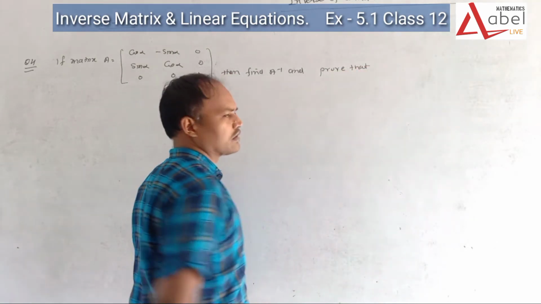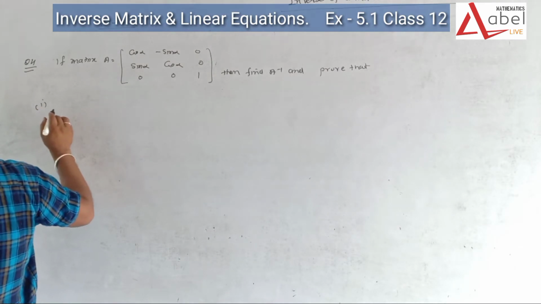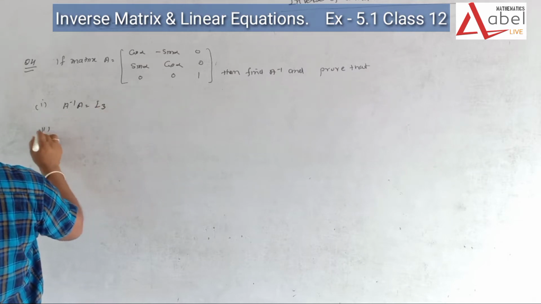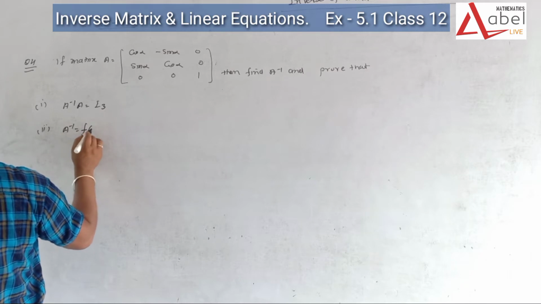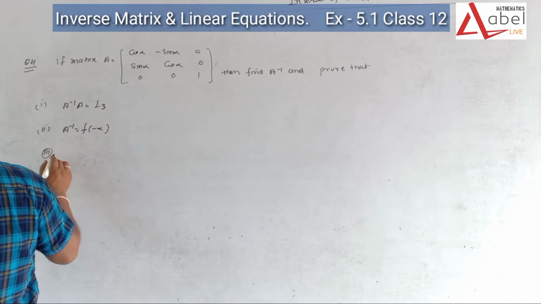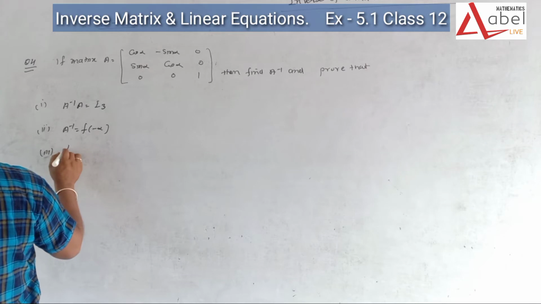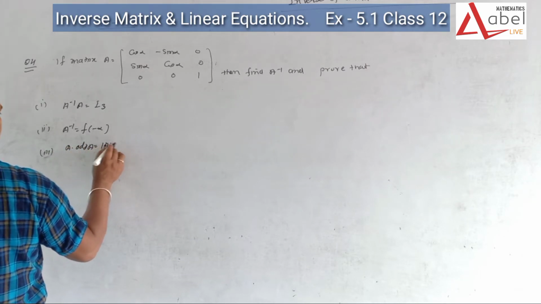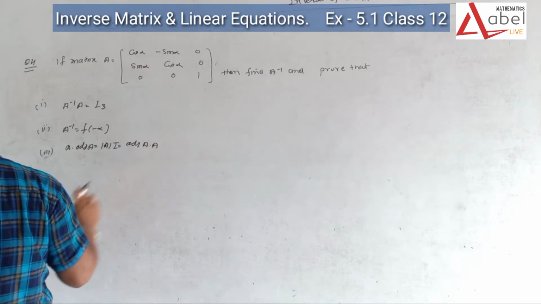that, what is the data. A lot of questions are there. The first part of this is A inverse A equal I3. The second part is that A inverse equal F minus alpha, and the third one is A into adjoint of A equal determinant of A into I equal adjoint of A into A.